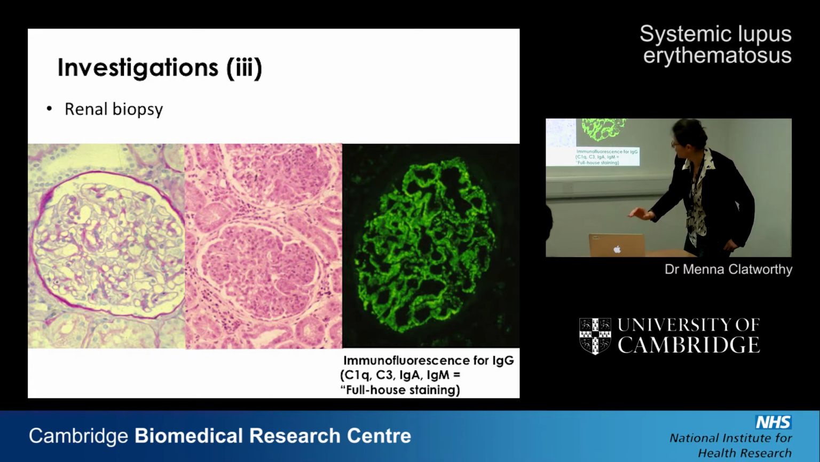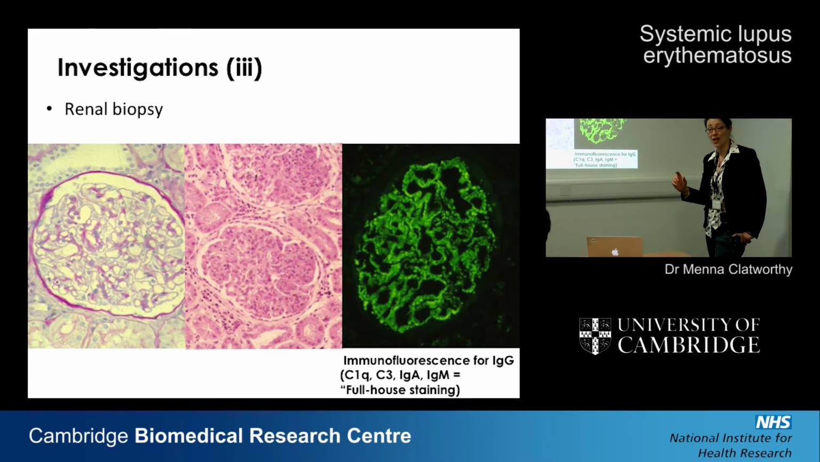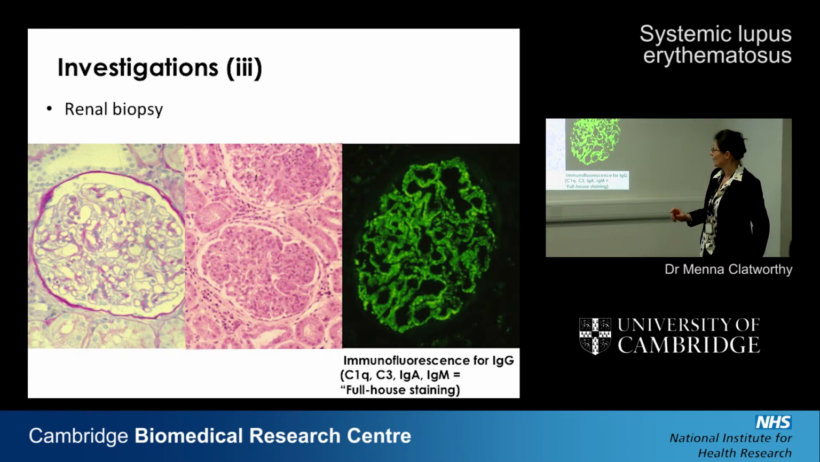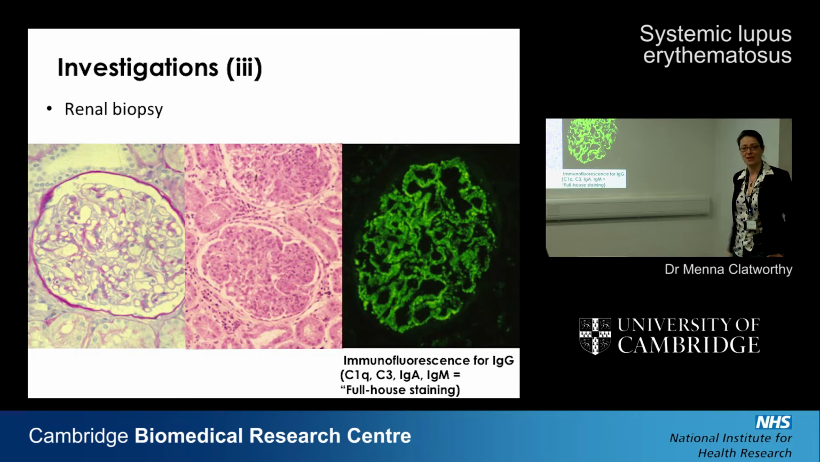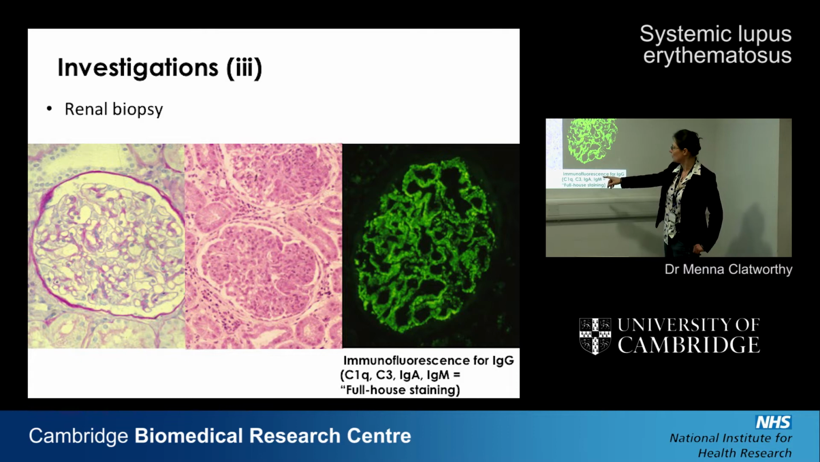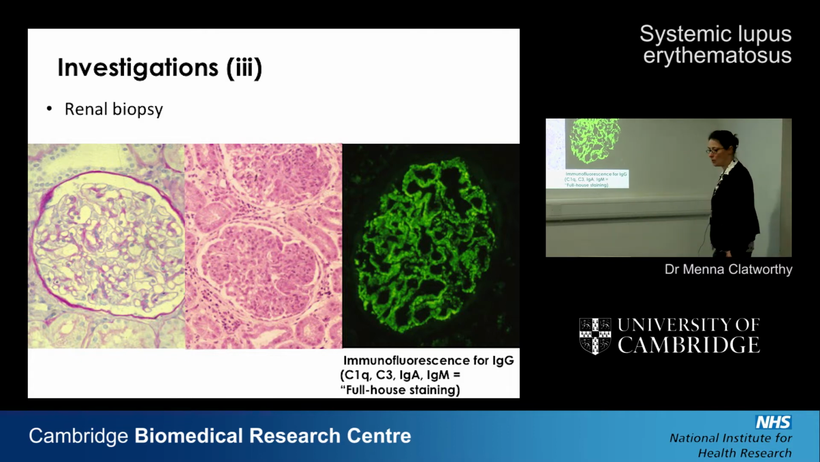They're really thick and fat, and that's called wire looping. That happens because what's deposited there, making things thick, are antibodies. So if we stain specifically for IgG, we can see that the glomeruli are lined with this IgG. And we can also see evidence of complement activation. So if we stain for C1q or C3, we can also see those.